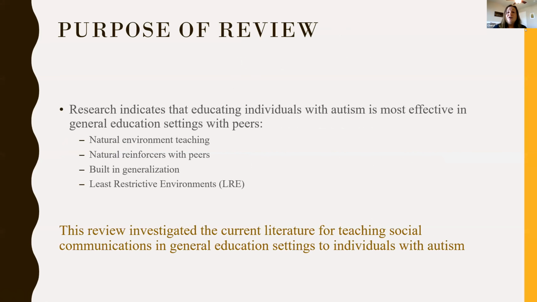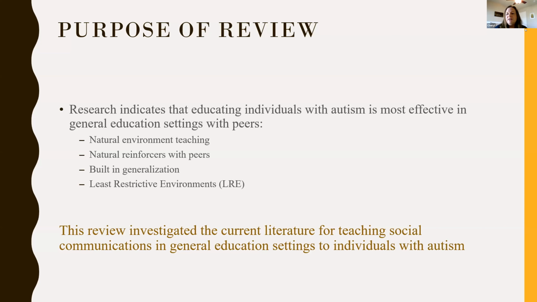When they're in natural environments, they get natural reinforcements. We don't have to contrive them. And so it helps to build in generalization. If they're with their peers, we go to different settings, we're in different classrooms, we're in different areas. And it's the least restrictive environment which we want. We want our children with autism to be in the least restrictive possible, where they can still gain skills.